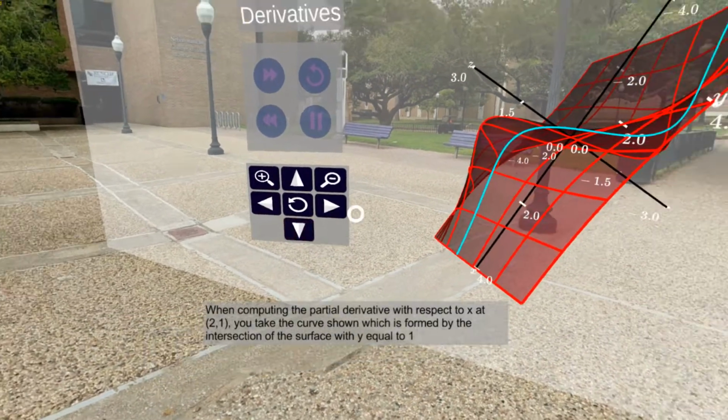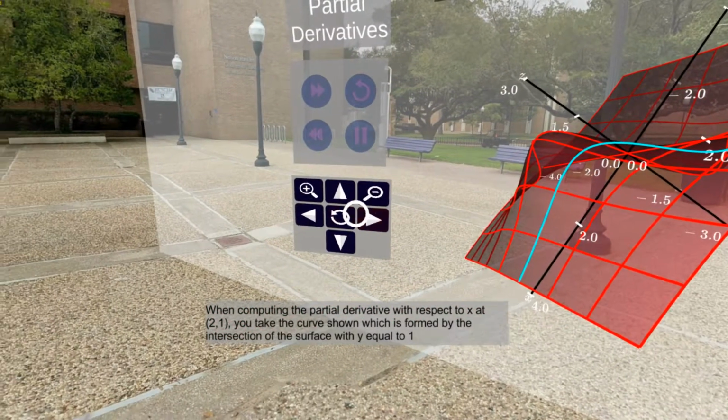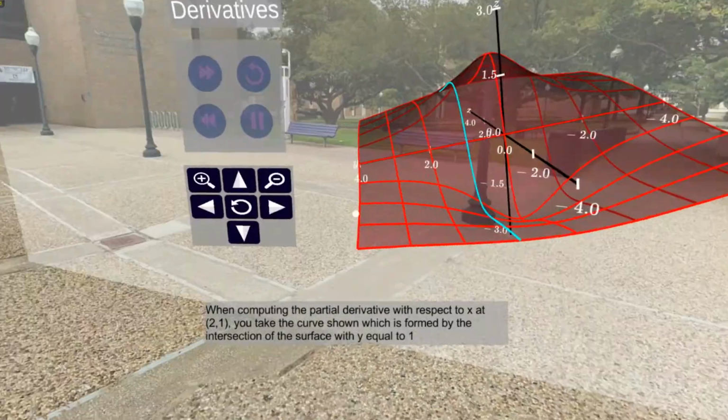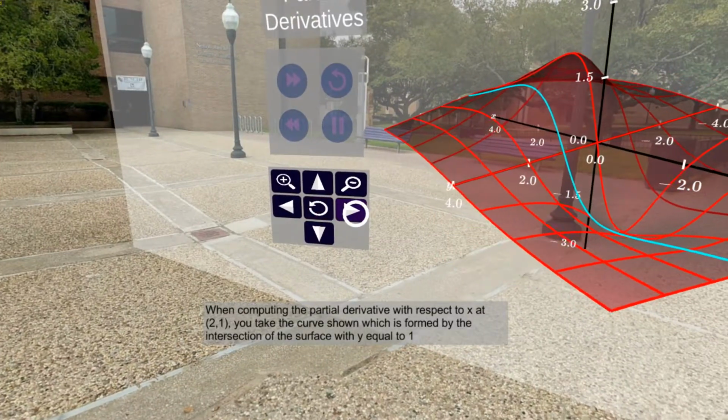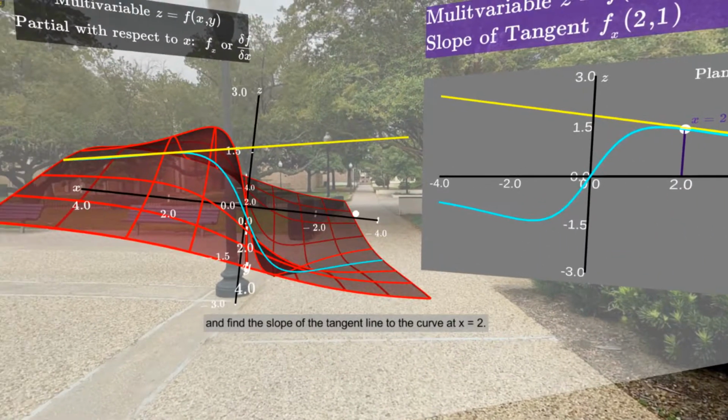When computing the partial derivative with respect to x at 2, 1, you take the curve shown, which is formed by the intersection of the surface with y equals 1, and find the slope of the tangent line to the curve at x equals 2.